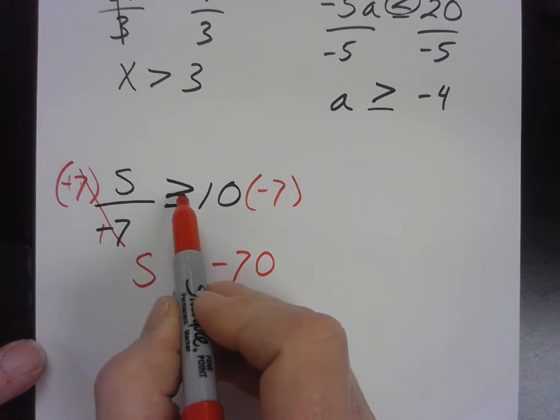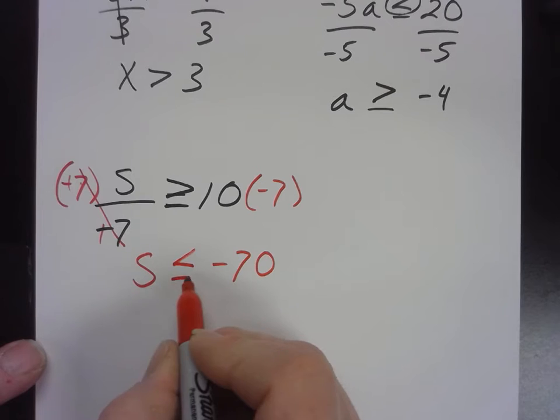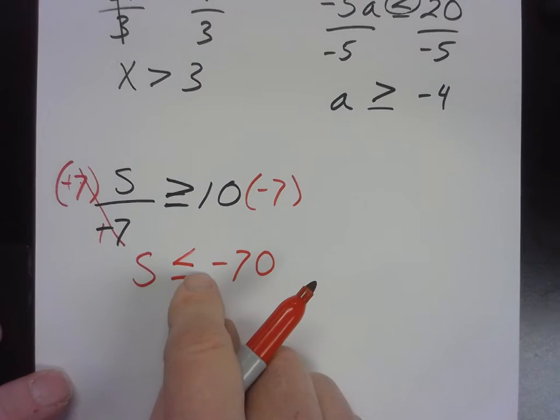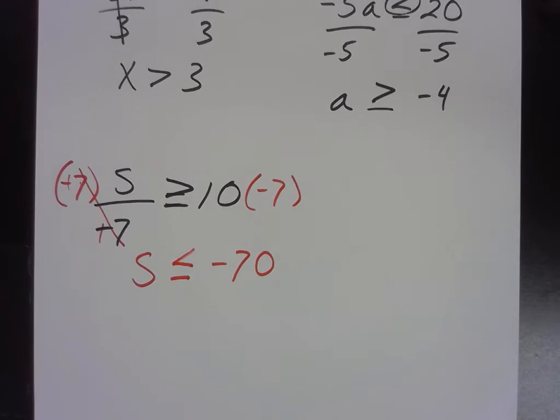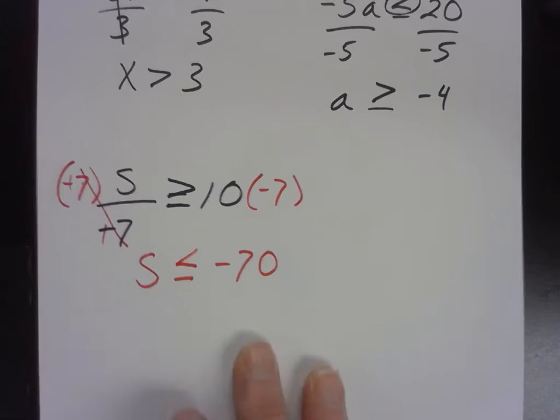So what has to happen? Flip. We've got to change the direction. The or equal to part's going to stay the same, but the greater than or less than part's going to change if you multiply or divide by a negative number. If you multiply or divide by a positive number, it's not going to change. That's pretty much it. That's the rule you've got to remember for today.